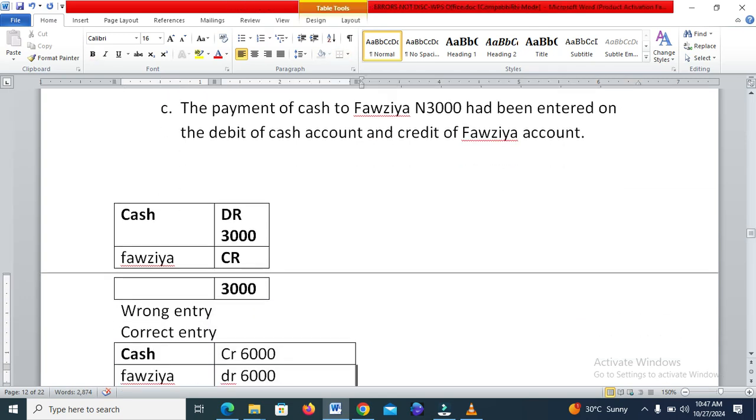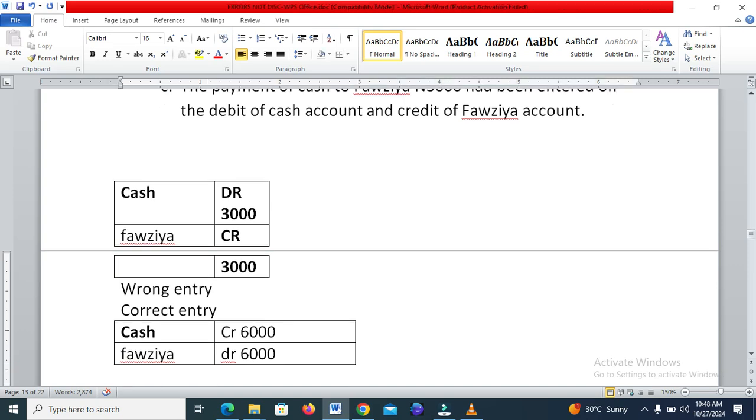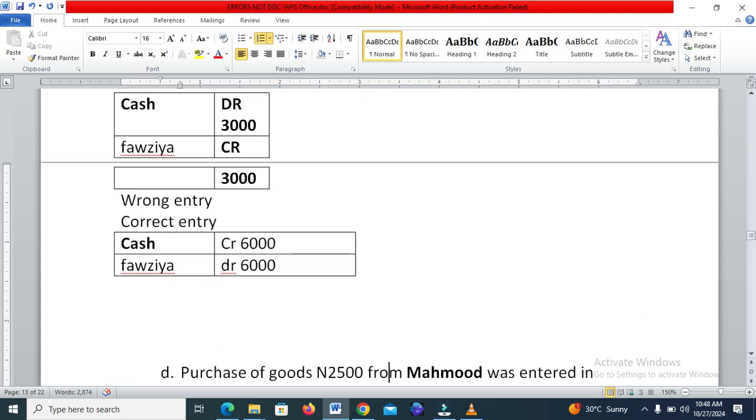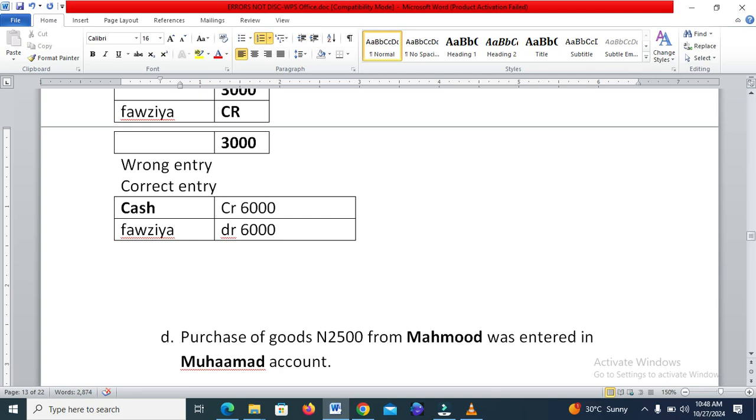I mentioned to you in the last class that whenever you see an error of complete reversal of entry, to correct it, you have to multiply the amount involved by 2, and you have to record the transaction the way it should have been initially recorded. So you multiply it by 2, that is 3000 times 2, that's 6000 naira, and you do the correct entry by debiting your Fauzia account with 6000 while crediting cash account with 6,000. So that's that about complete reversal of entry.